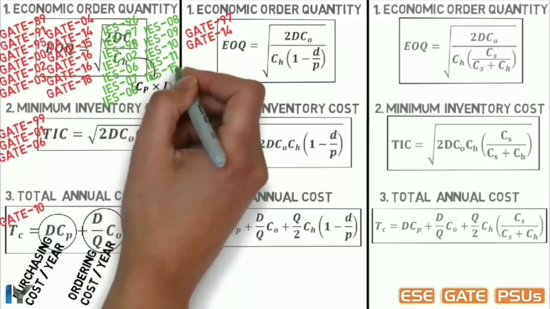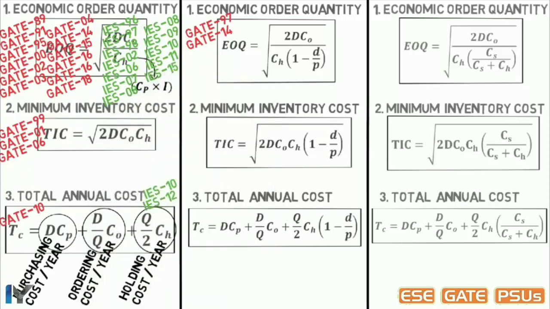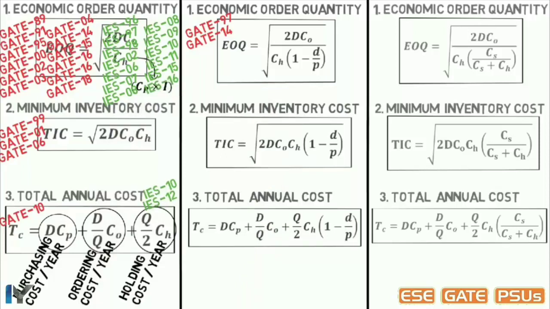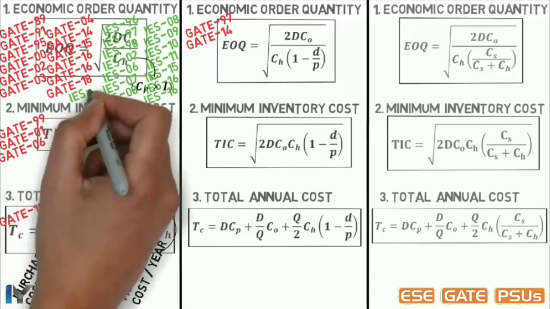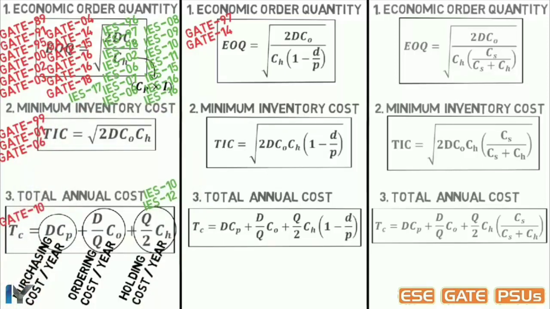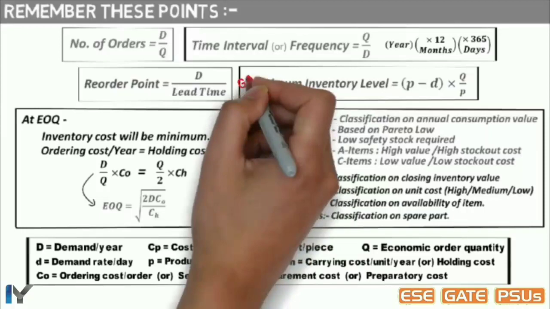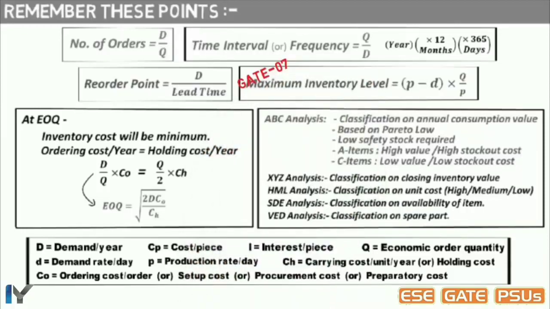In IS 2015, again a simple numerical was there to find out EOQ. In 2016, repeated question, when ordering cost is increased to 4 times, the EOQ will be increased to 2 times. In 2016, repeated questions again, directly formula of EOQ was asked. 2017, another simple numerical was there asking what is the optimum number of orders per year. In GATE 2007, maximum inventory level was asked.